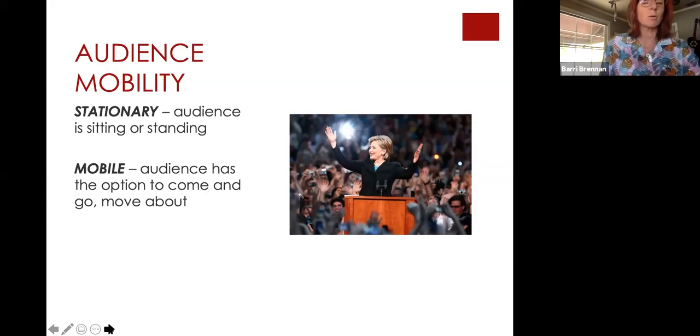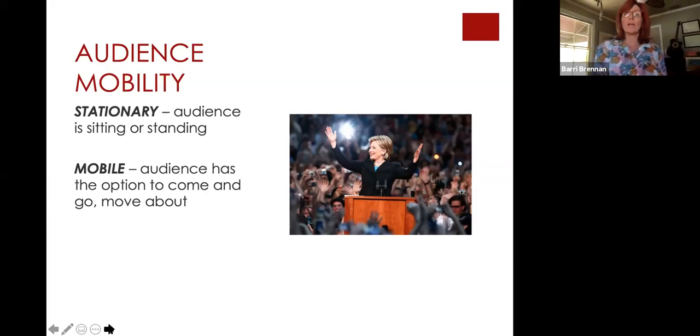So these are the considerations that you have in public speaking as a speaker. Situational characteristics are audience mobility, size, location, and time of day.